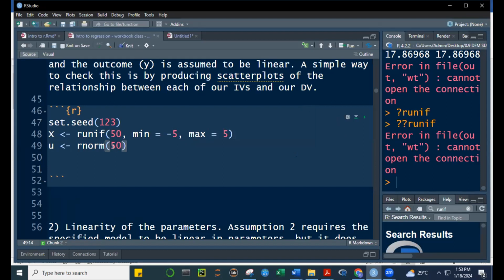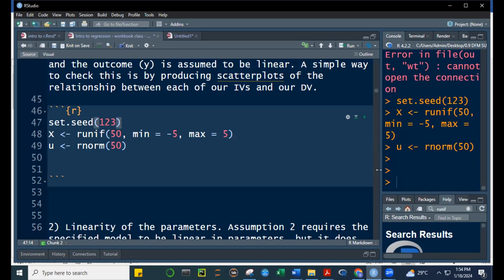So let's also create 50, so that X and U are the same size. Now, if I create 50 random numbers, it means, class, that the mean of object U is approximately 0, and the standard deviation is approximately 1. Okay, let's try it, class. Let's run this set.seed. Actually, let's just run everything so that we run X and U. I'm going to run this. Run.